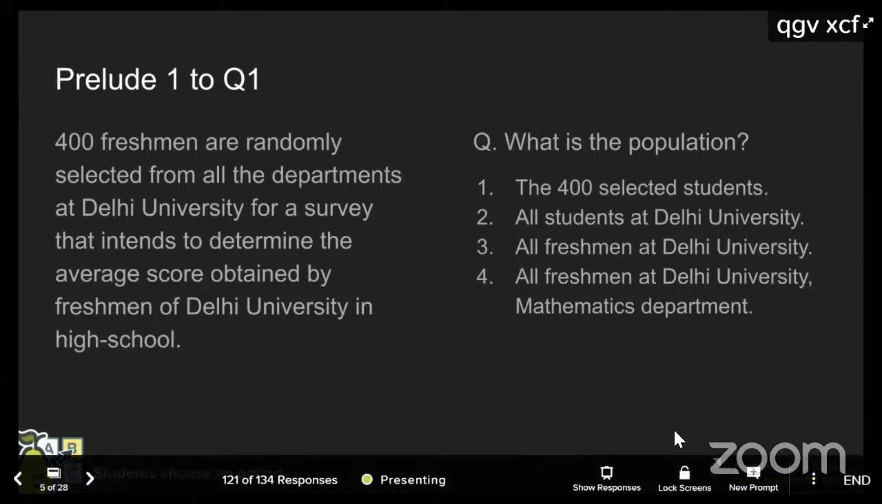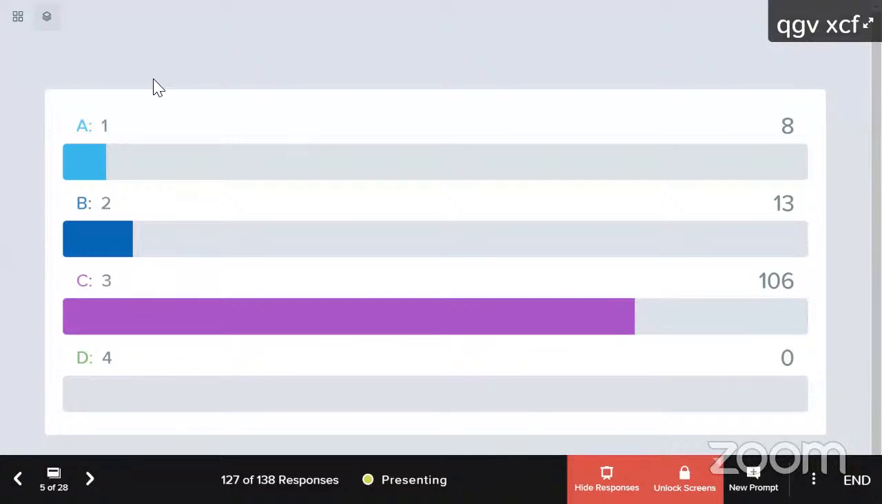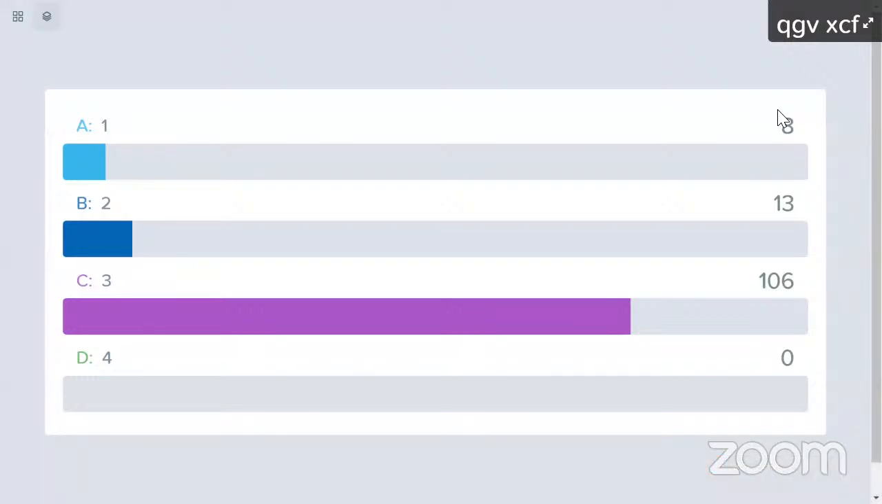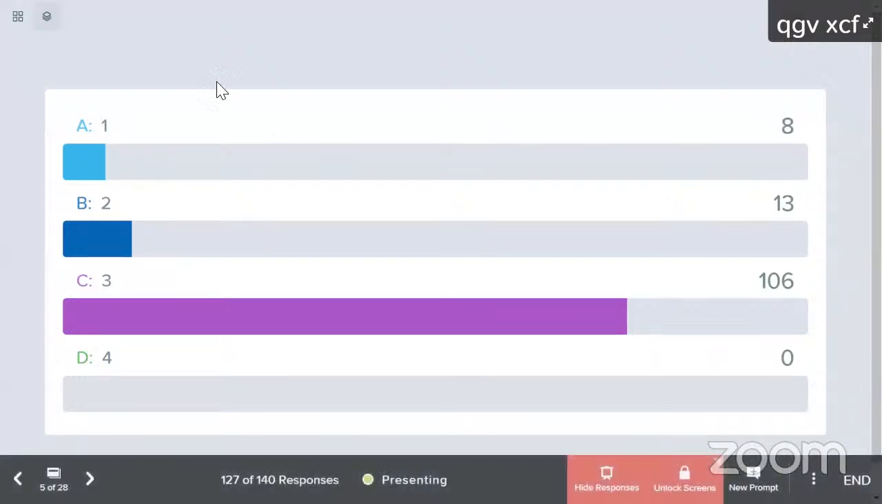Let me look at the responses. Okay, 106 people chose option C, 13 people chose option 2, and 8 people chose the other option.